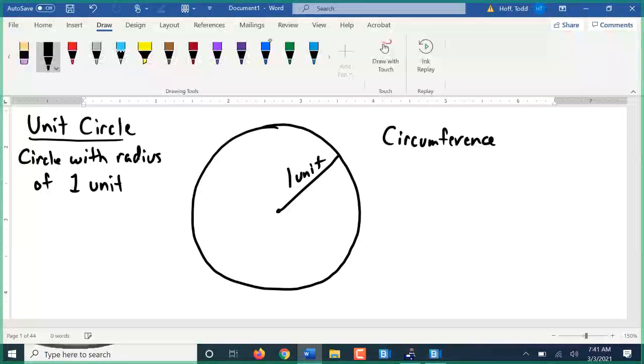Circumference of that unit circle, 2 pi. If the radius is 1, that means the diameter is 2, and the circumference is pi times diameter. Area, pi. Pi times radius squared, well, radius of 1. 1 squared is just 1, so it's just pi times 1 or pi. This unit circle is very important to us.